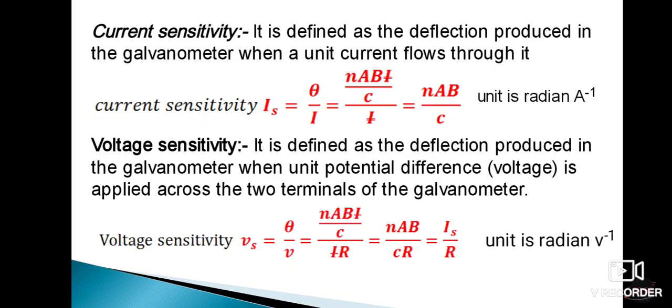Therefore, voltage sensitivity Vs is equal to theta divided by V. Theta is again NABI divided by C, divided by V. But instead of V, we substitute according to Ohm's law, V is equal to IR. So again I cancels, and we get NAB divided by CR. NAB divided by C is nothing but our Is, that is current sensitivity. Therefore, it is Is divided by R, and the unit, theta being in radian, is radian per volt.